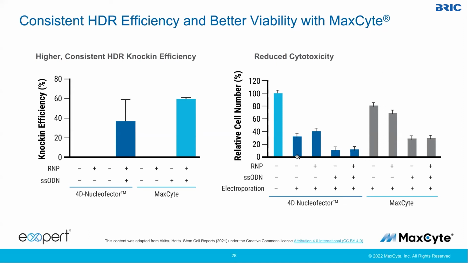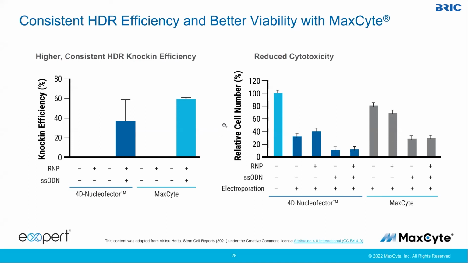So we also wanted to point out that, comparing MaxCyte with the 4D nucleofector, this is just looking at the relative cell number. I believe in this case, it's 48 hours after electroporation. But just looking at electroporation alone, for example, you're seeing a dramatic decrease in the cell number with another platform. With MaxCyte, there's a slight decrease. With DNA, especially like SSODN, you're seeing a really reduced amount of cells, much lower viability. You still see that with MaxCyte, but to a certain extent, the cells are surviving better.